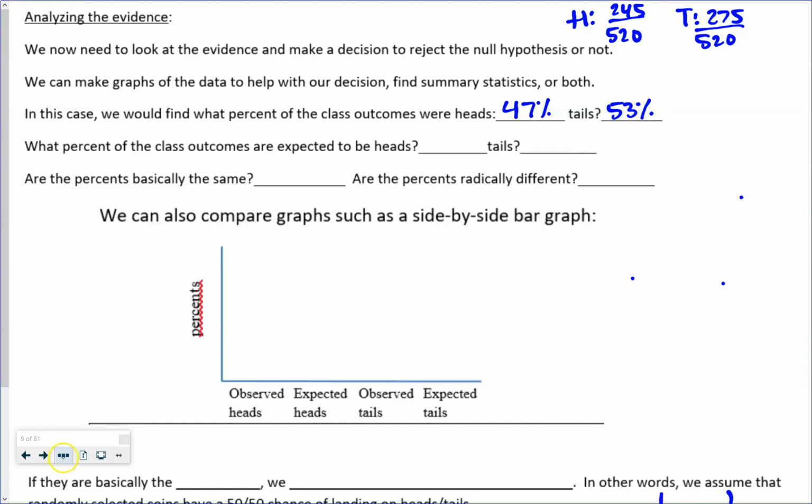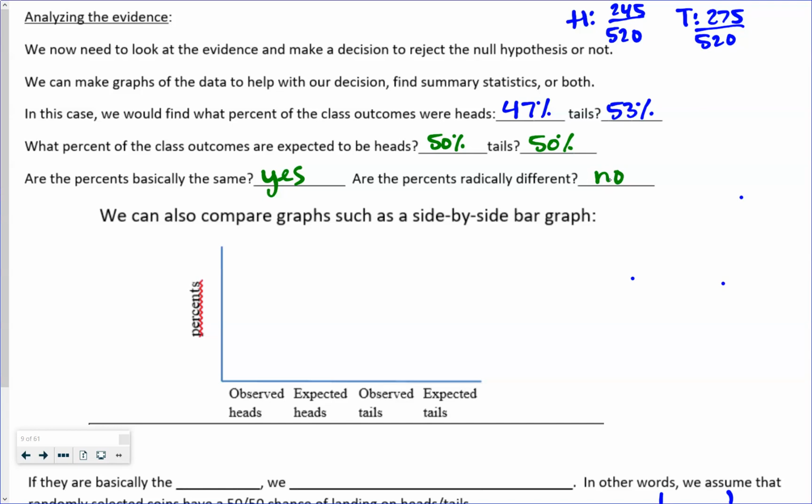Okay, well, what was expected to happen? Well, we were expecting half and half, right? We were expecting 50% and 50%. Equal chance, no difference, right? Are these basically the same? Well, they're pretty close, right? Are they radically different? No, they are not. So if I have to choose between basically the same versus radically different, I would say these are basically the same.